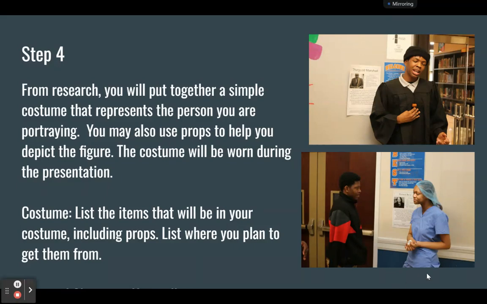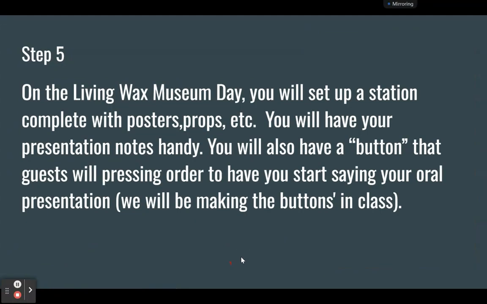Amira got this from family members of hers who worked in the medical field so that they could have props that look like the person they are. So you need to think of, okay, what are the props I need? And if you need help, I can try and help you, but you first need to think about how can you get those props. Then on the Living Wax Day, you'll stand and you'll give a presentation.